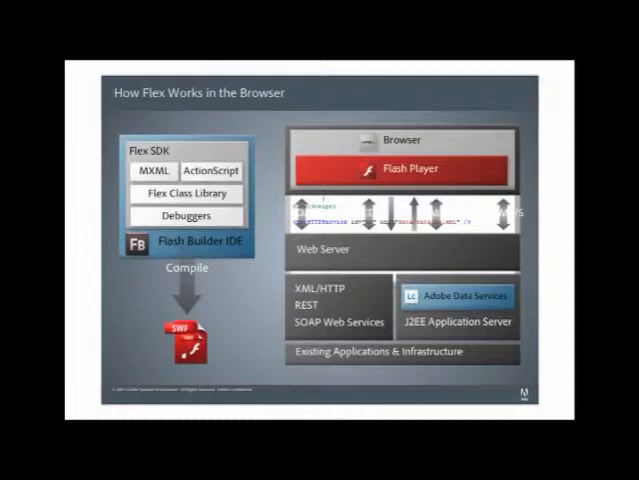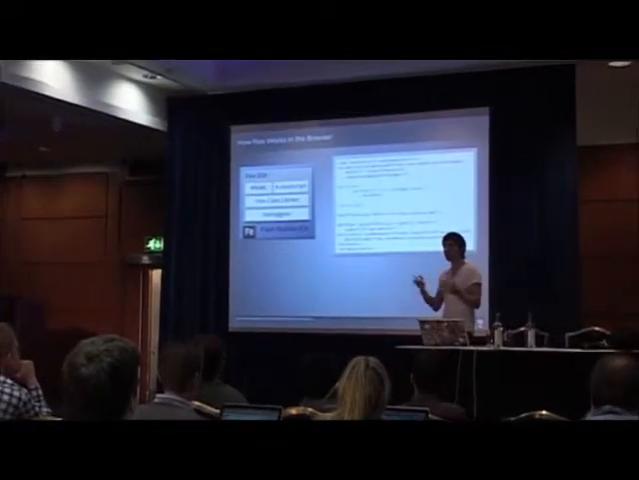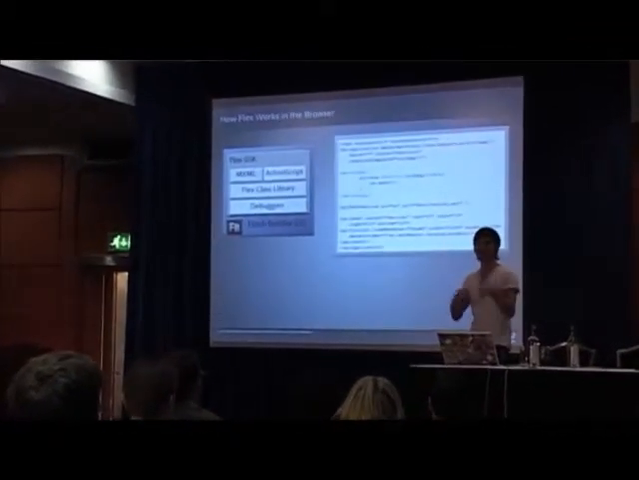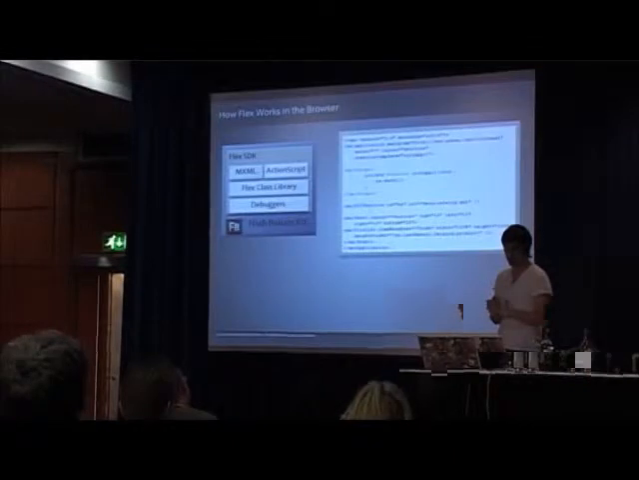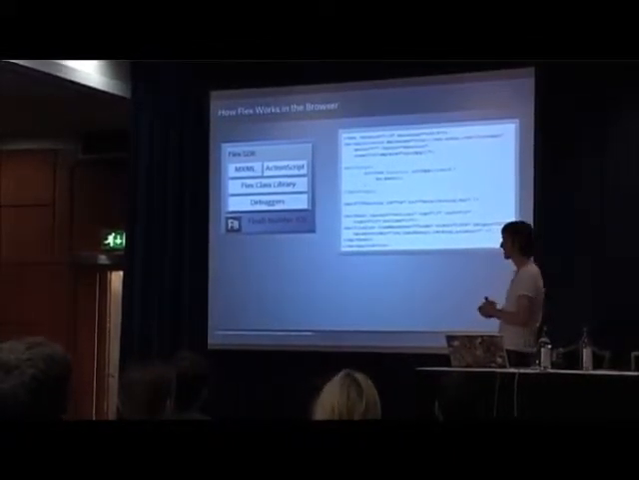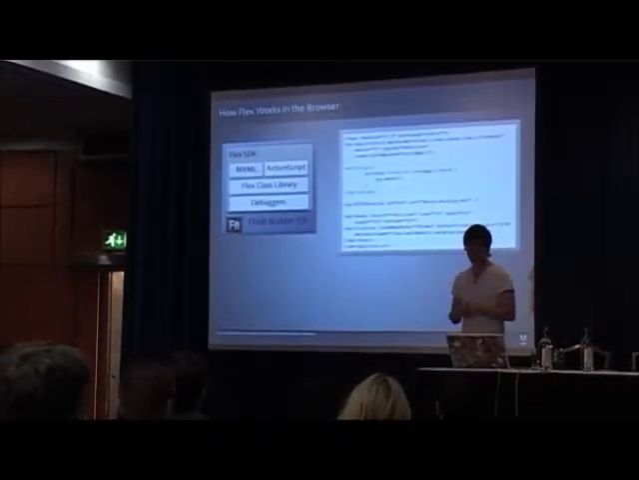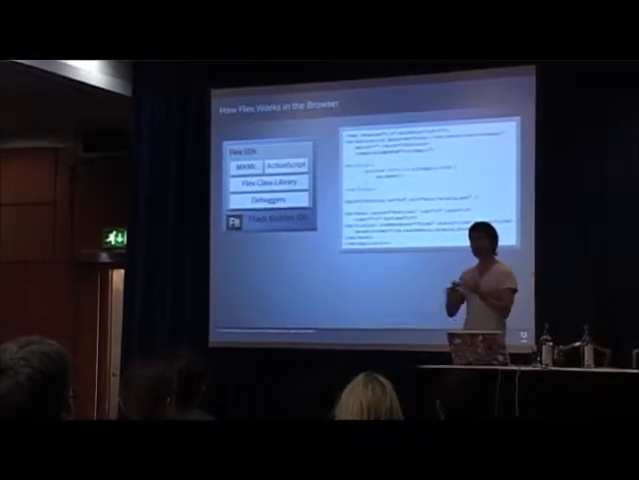So if we look at the basics, in the SDK, which is free and open source, again, you have two languages: MXML to describe your screens using XML, and ActionScript 3, which is the scripting language very close to Java, an object-oriented language with classes that you can extend. And you have a lot of classes that are provided, open source classes such as visual components and data access classes, and we provide the compiler and the debugger.